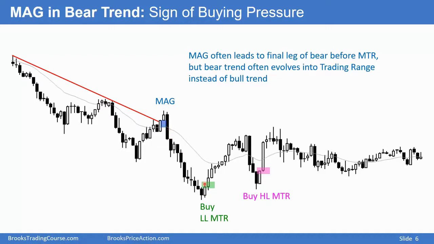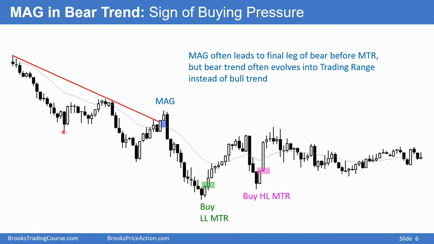You can call this a lower low major trend reversal. Not really ideal. When the channel is this tight, very little buying pressure, very few bull bars, usually the reversal up will not get very far. Usually the reversal up is minor, and it will result in a trading range. But once you have a trading range, you then can get another attempt at a major trend reversal.